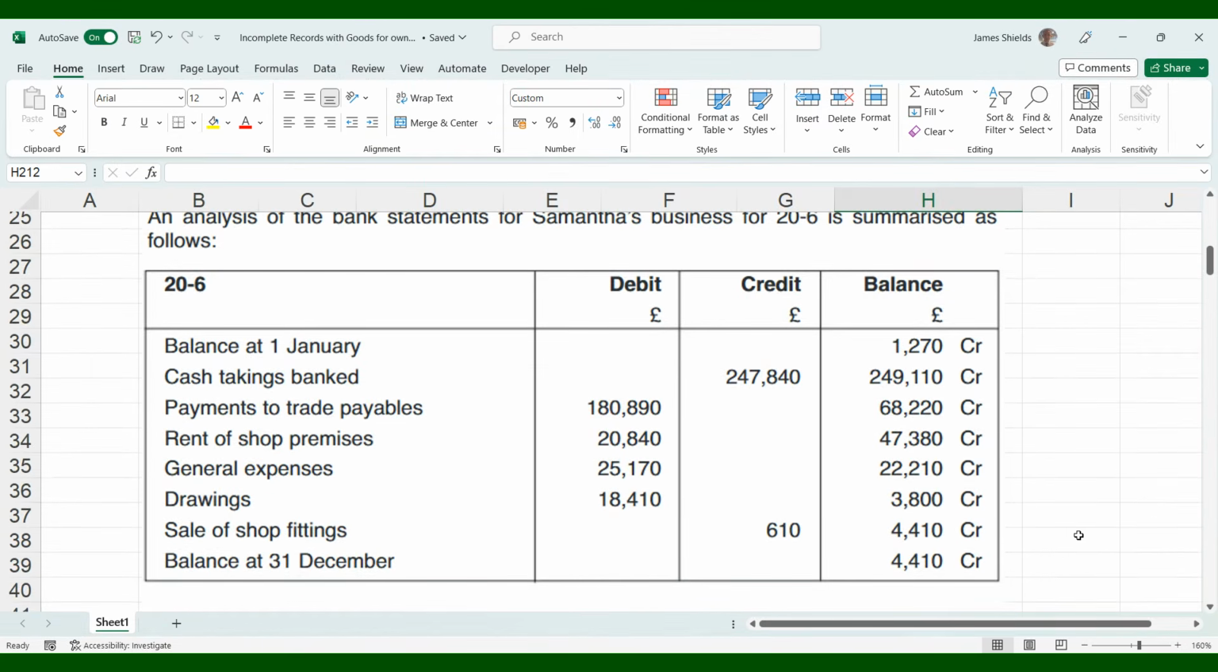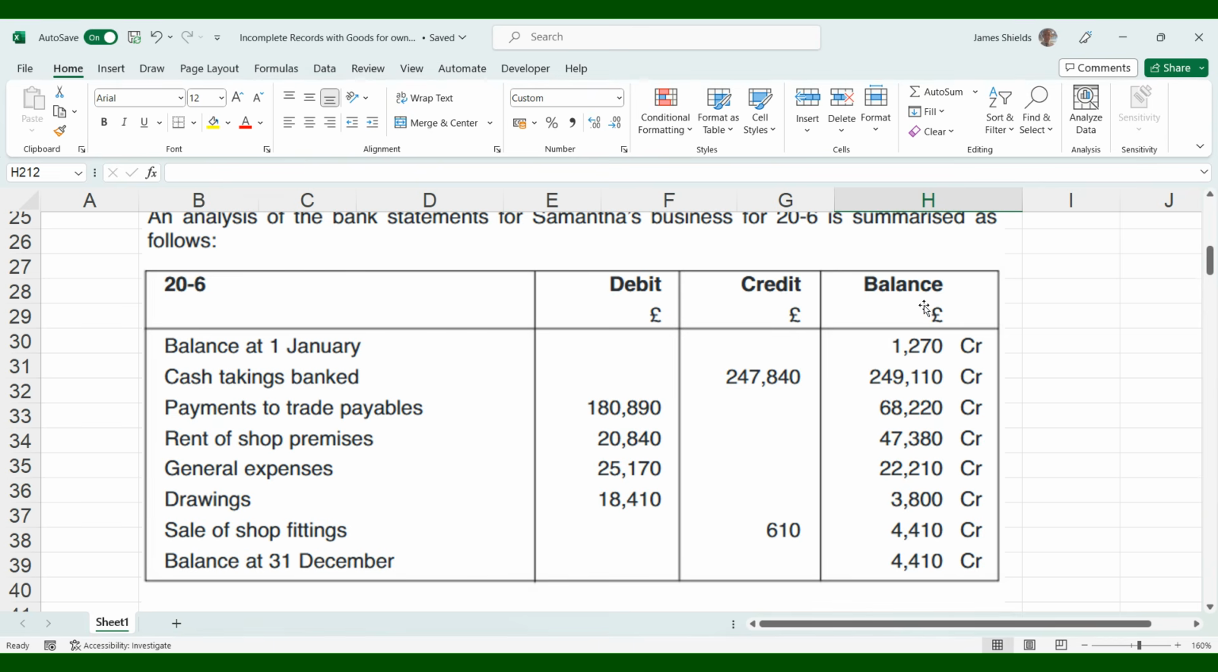Now, we've got a bank statement. This is like a summary of the transactions in the year. First thing you need to be aware of: on the bank statement, the debit and credit columns are the opposite way around to the nominal ledger T account for the bank account. So the money going in on the bank statement is on the credit side, and the money going out on the bank statement is on the debit side.